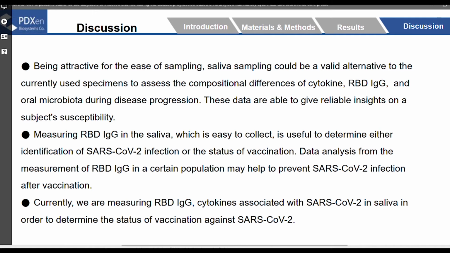Currently we are measuring IgG and cytokines in saliva and determining the status of vaccinations, including people who received the vaccines but cannot be found to have IgG. That is the information we got.